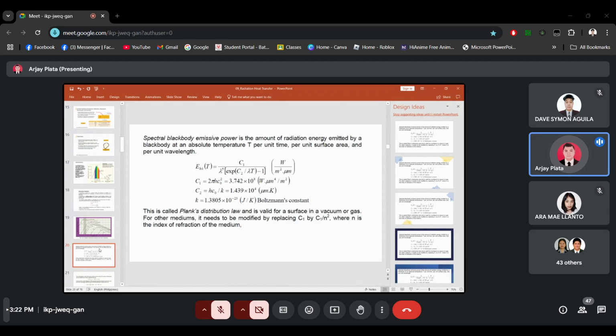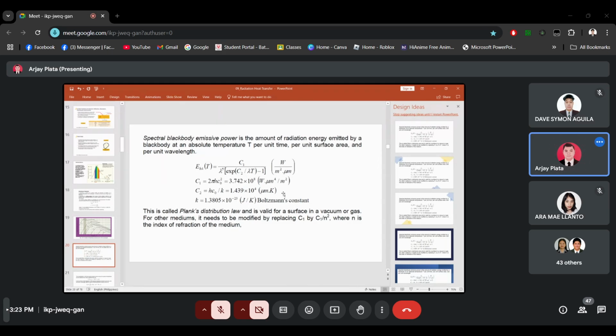So we have here the spectral black body emissive power. It is the amount of radiation emitted by a black body at an absolute temperature T per unit time, per unit surface area, and per unit wavelength. So we have some equations here.